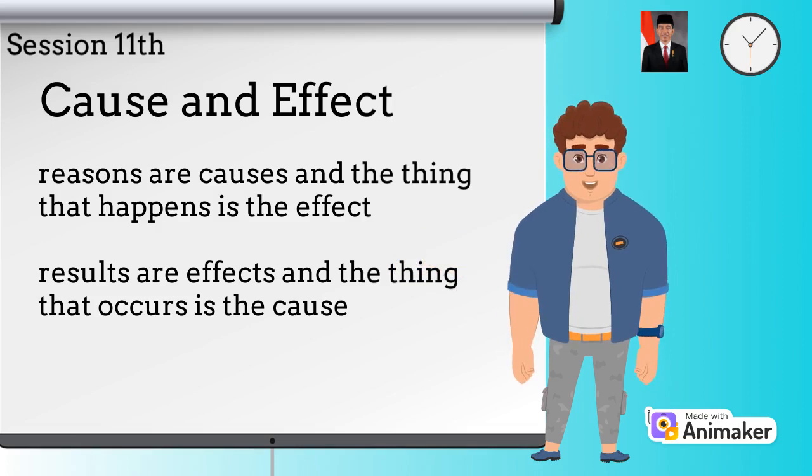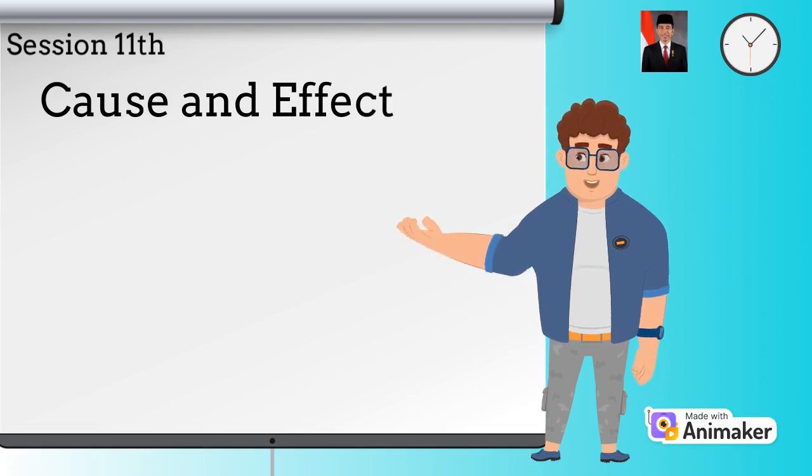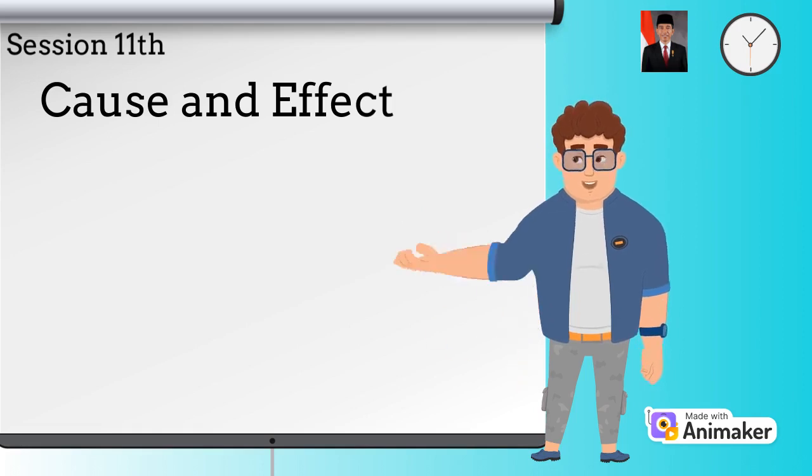To put it another way, when a writer provides explanations for why something occurred, they are outlining the causes and effects. Reasons are causes and the thing that happens is the effect. Additionally, when a writer describes the outcomes of an activity, they are describing the consequences of a cause. Results are effects and the thing that occurs is the cause.